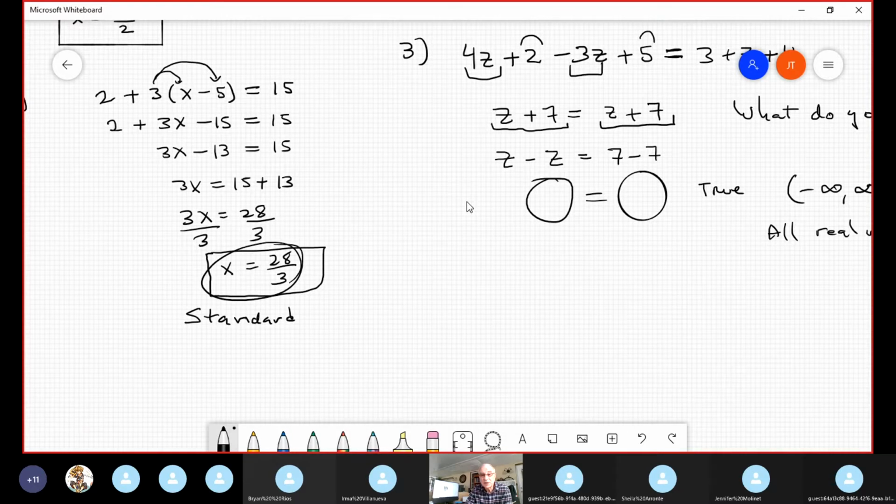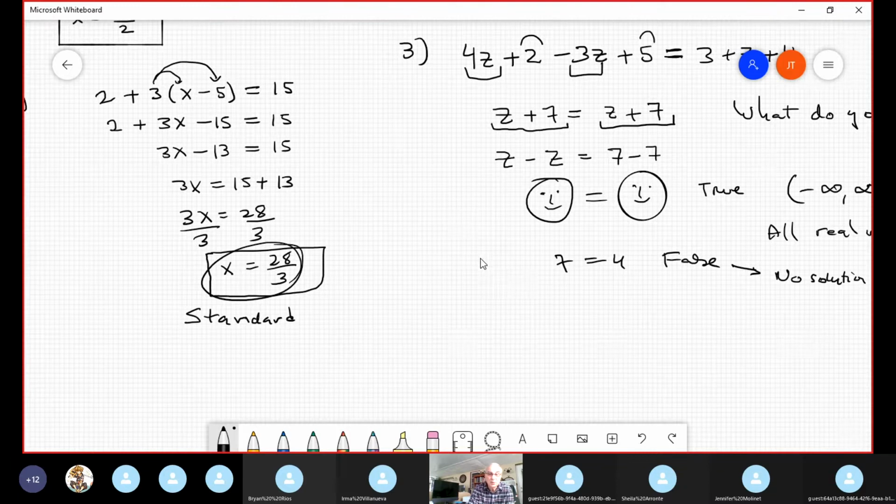However, we have another non-standard case: infinitely many solutions or no solution. How do you know which is which? When you get a true statement like that, it's infinitely many solutions, or all real numbers. When you get a contradiction, suppose you get 7 equals 4, completely false, that means it's no solution.